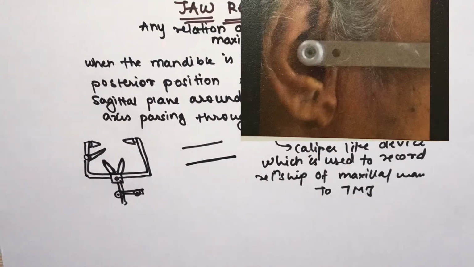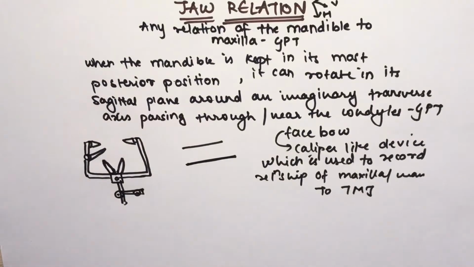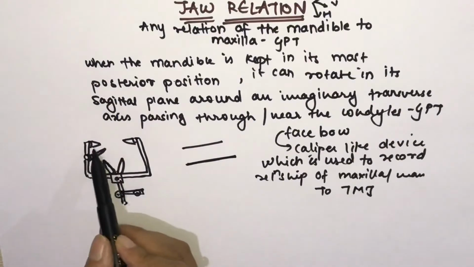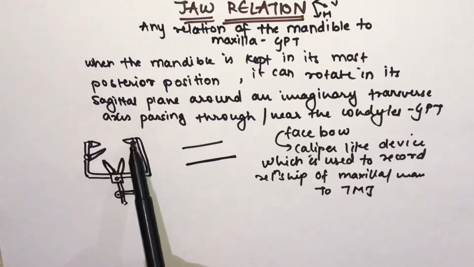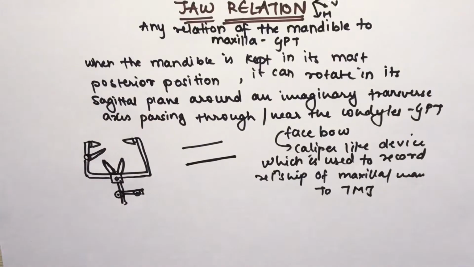Certain face bows do not have this condylar rod, and instead they have an earpiece. So this is an earpiece, and instead of the condylar rod which is present, in some cases you will see this earpiece. This earpiece will go into the ear of the patient.